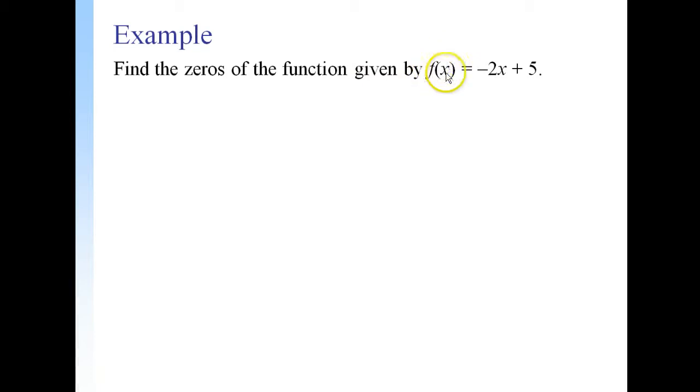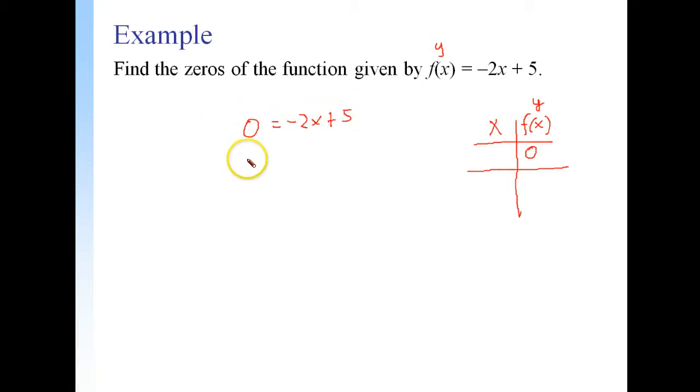Now, find the zeros of this function. Well, what did we say this was here? This is our y. So what we're looking for here, if we make a little t-chart, this will be x, and this is going to be f of x. Remember, that's y. And we're saying y is 0. So all we do is we put a 0 there. We're going to transpose the 5. That becomes a -5 on this side.